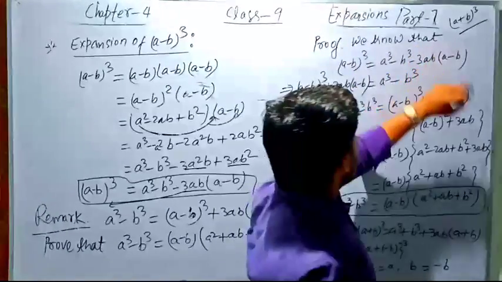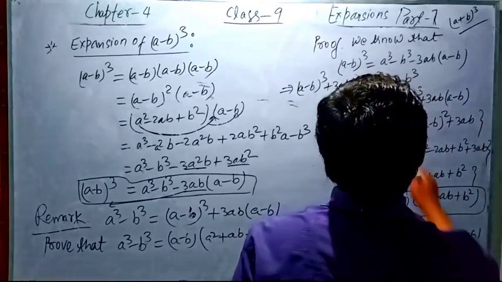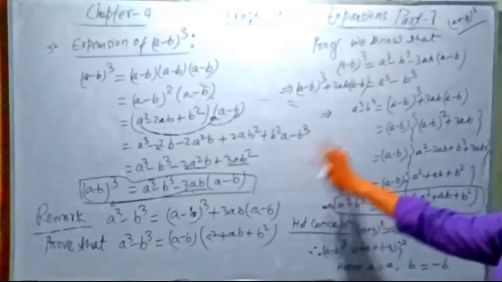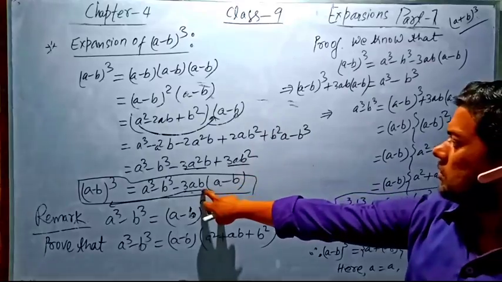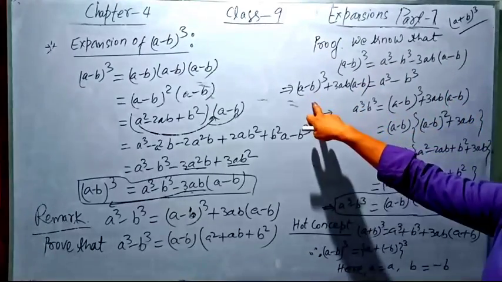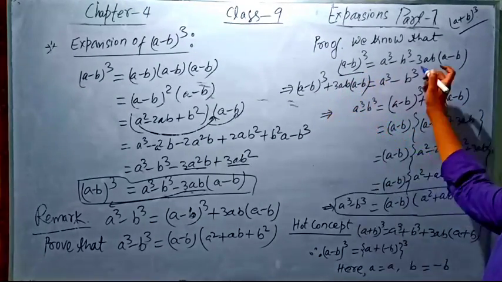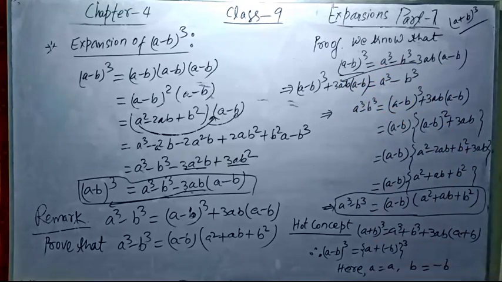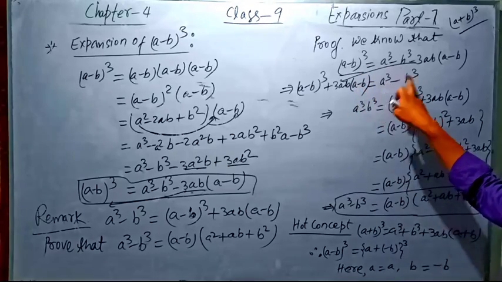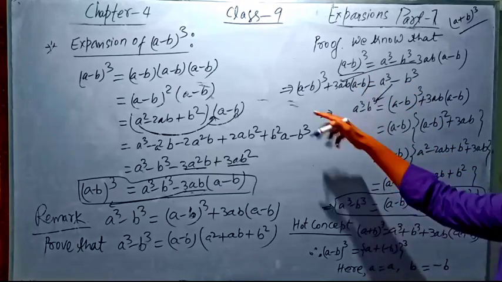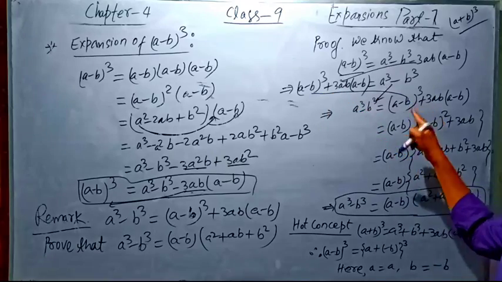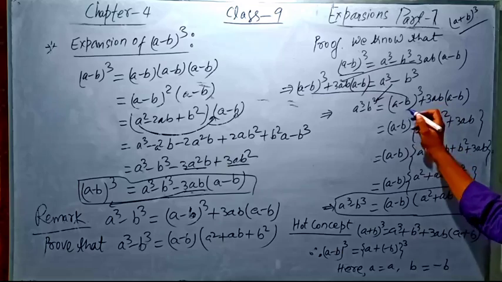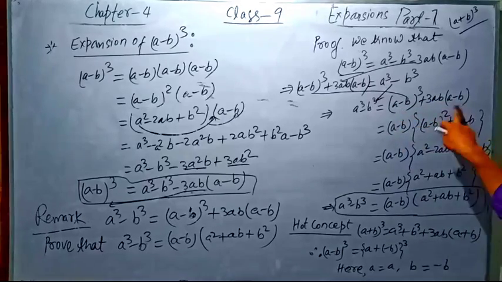Proof. We know that (a minus b) to the whole cube is equal to a cube minus b cube minus 3ab into (a minus b). So a cube minus b cube is equal to (a minus b) to the whole cube plus 3ab into (a minus b). Now (a minus b) will be common out.